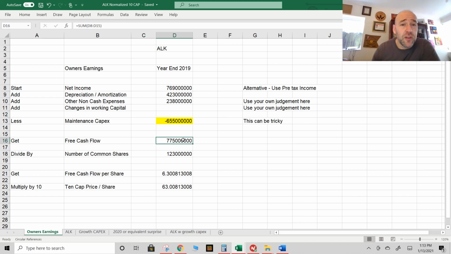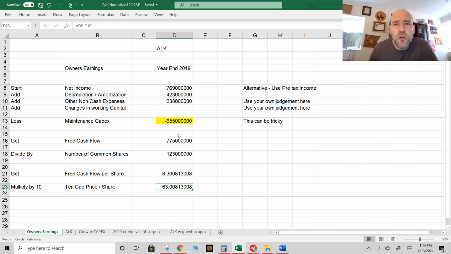That yields my free cash flow, which is actually fairly close to net income, you can see. I looked up the number of shares from the balance sheet, and then I divided my free cash flow by the number of shares. I get $6.30 a share. You multiply it by 10 and get $63 at the year end of 2019.